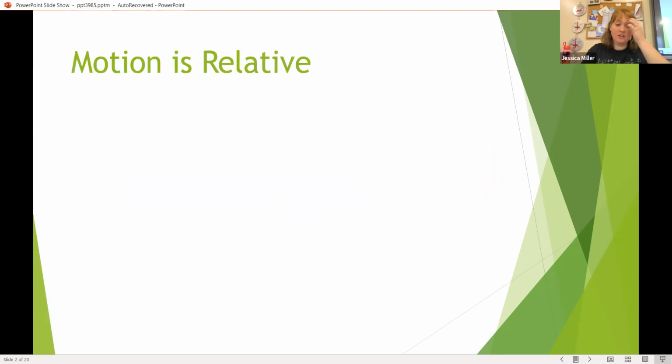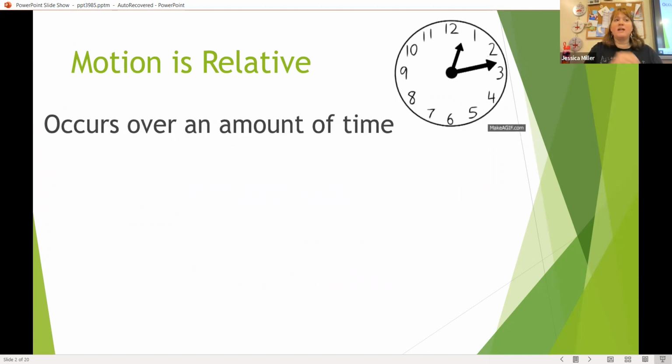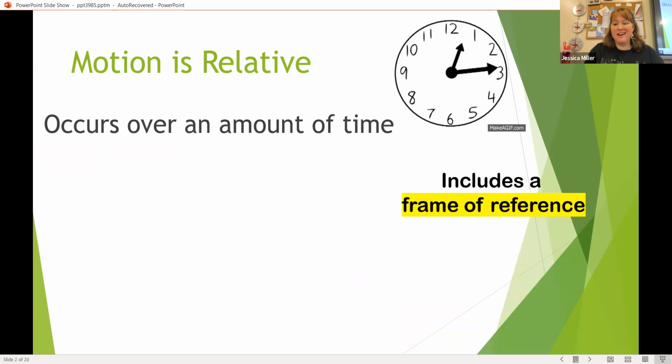So the first thing you need to know about motion is that it is relative, meaning it occurs over a certain amount of time and we have to measure it against some fixed point. So what I mean by that is motion includes a frame of reference. In my frame of reference, I'm not moving right now because I'm sitting still in my seat. So relative to the ground or relative to my chair, I'm not moving.